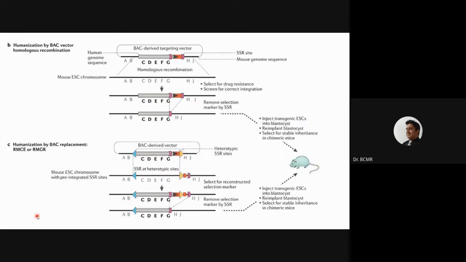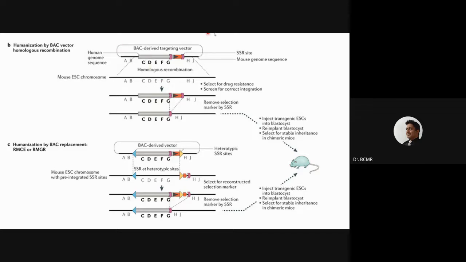The next one is using homologous recombination. In the previous one, the integration of the genes could be anywhere, randomly integrated, unless we are targeting it. Here we want to use homologous recombination to replace the mouse homologs with the human homologs. So here we have CDEFG, and this is of the human genome. And here we have the embryonic stem cells of the mouse, CDEFG.